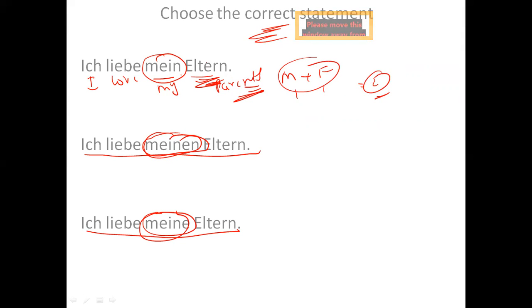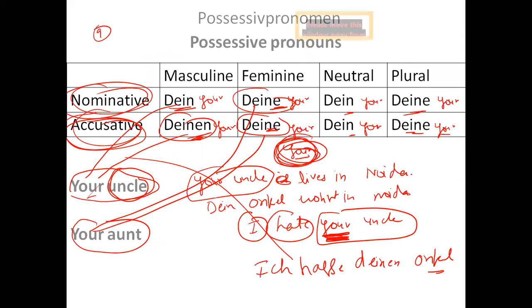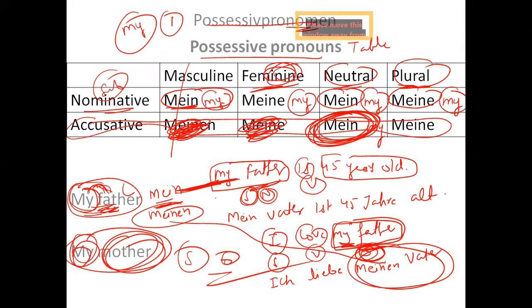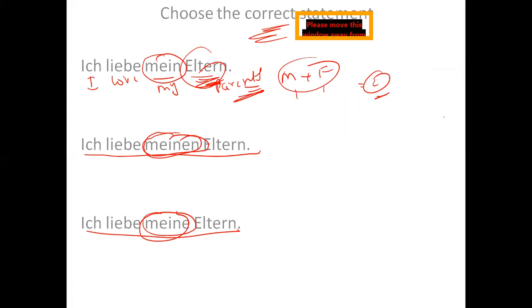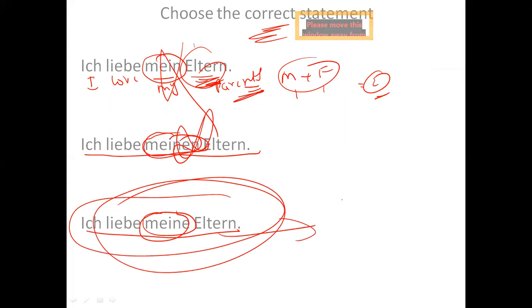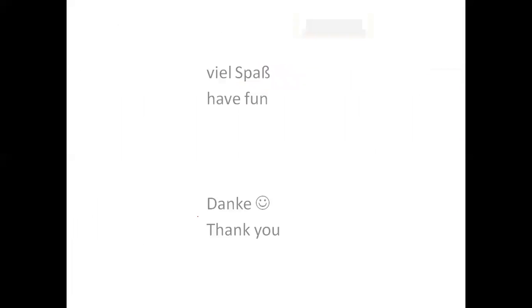Parents, plural. So it should be, if I go to the table of mein again, see here in the table of mein, and if I focus on plural, right? If I focus on plural, in both the cases, answer is meine. So when I go to the statement again, here, which statement is correct? Mein is not possible, meinen is not possible. Only the third statement is absolutely correct. So if you get a question like this, you need to choose third statement, right?